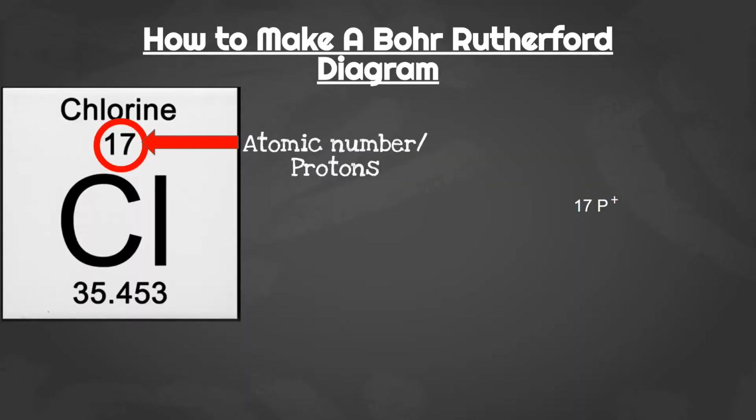First, let's find how many protons there are. The amount of protons is equal to the atomic number, which as you could see is 17, meaning the amount of protons is 17. Let's write that down.